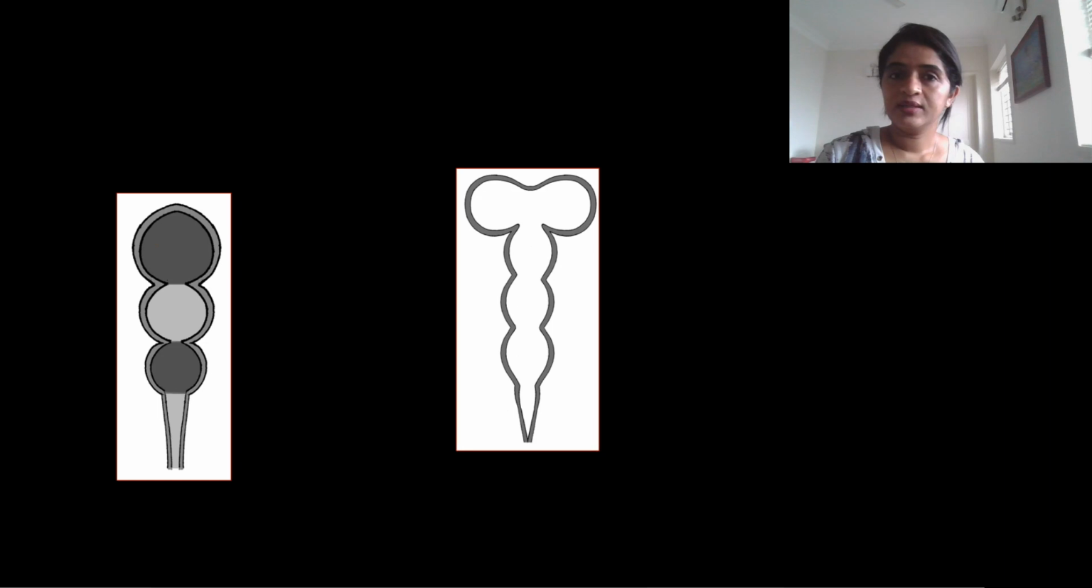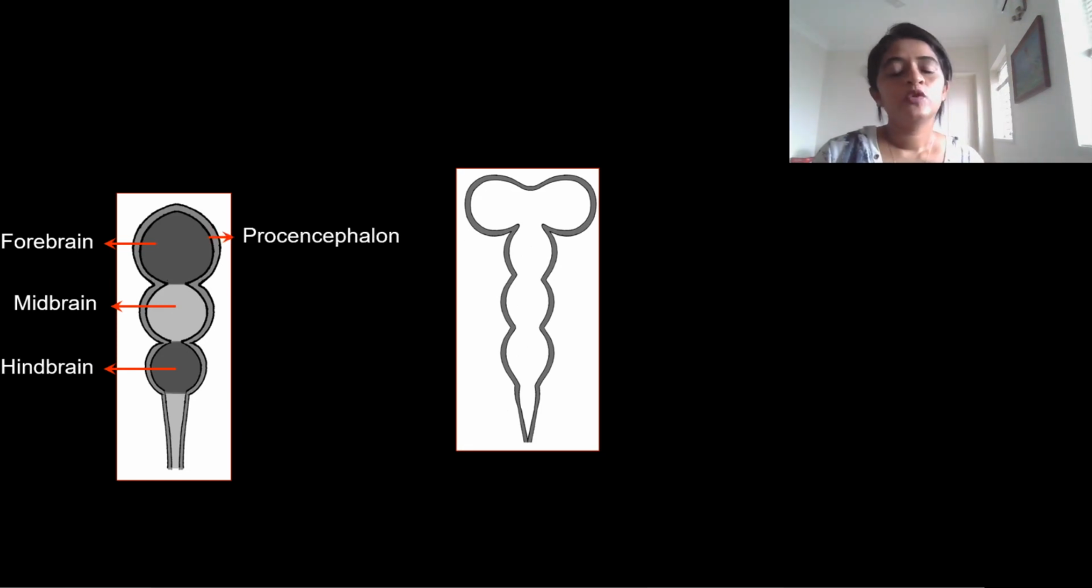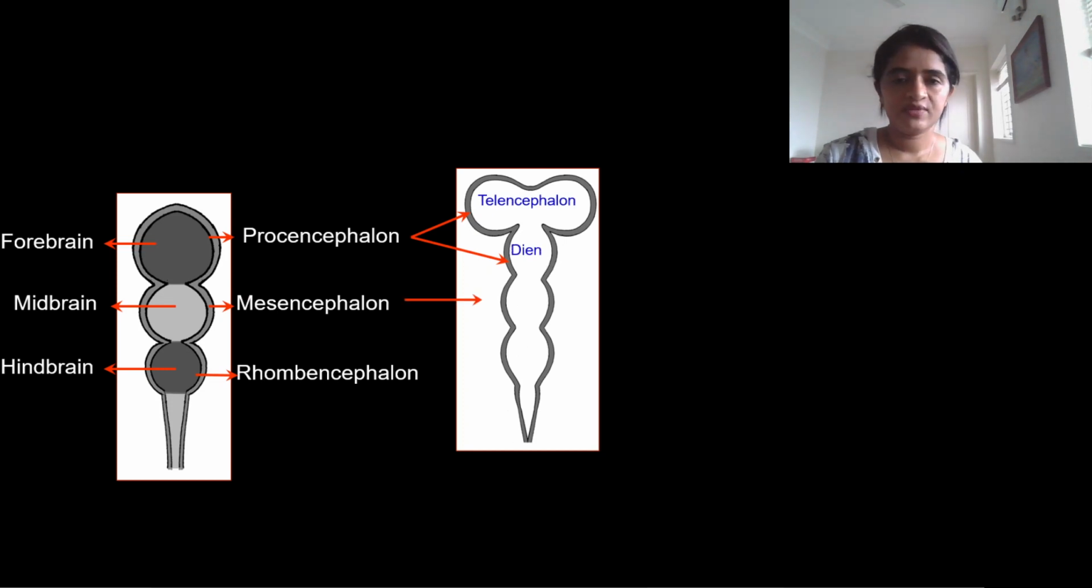Then as the neural tube is formed, we can see three dilatations, three brain vesicles. They are the forebrain, midbrain and hindbrain vesicles. Now the forebrain vesicle is known as prosencephalon, the midbrain vesicle is known as mesencephalon, and the hindbrain vesicle is known as rhombencephalon. The prosencephalon will later form the telencephalon and diencephalon. The mesencephalon just remains as that, and the rhombencephalon will again divide into metencephalon and myelencephalon.